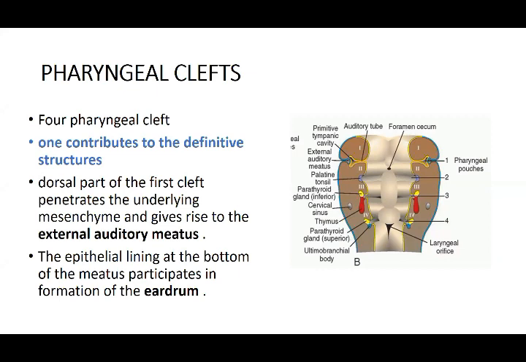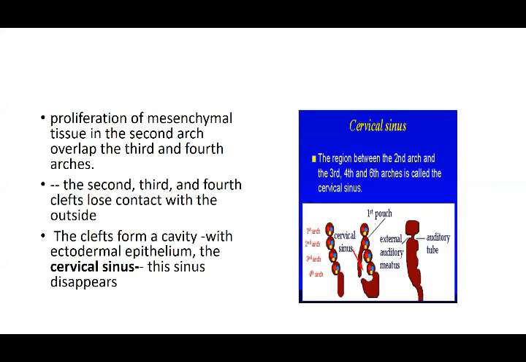So the first cleft is going to give rise to the external auditory meatus, and at its depth is where it is meeting. The yellow is your middle ear and blue is the external ear. Where the two are meeting, there you're going to develop your eardrum. So the outer surface of the eardrum is ectoderm from this cleft, and the inner one is the endoderm. That is the only structure which is going to develop from the clefts.